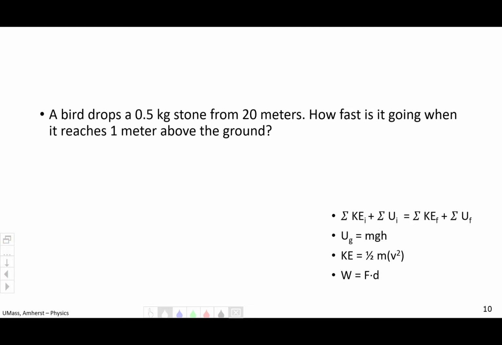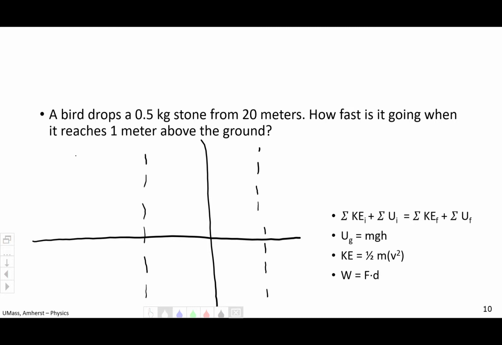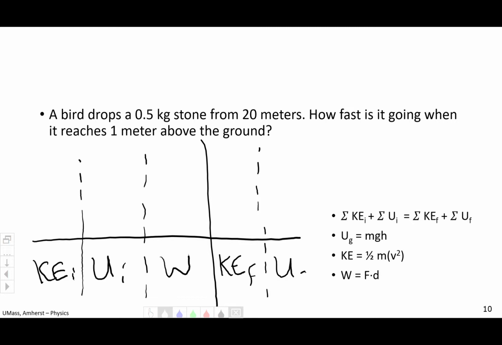All right, let's go ahead and try to solve this problem. So we drop a 0.5 kilogram stone from 20 meters. How fast is it going when it reaches 1 meter above the ground? Bar chart time. Okay. KEi, Ui, work, KEf, Uf. Okay, so if we're dropping the stone, that means we have 0 kinetic energy initial. We do start with some potential energy initial. There is no work done.